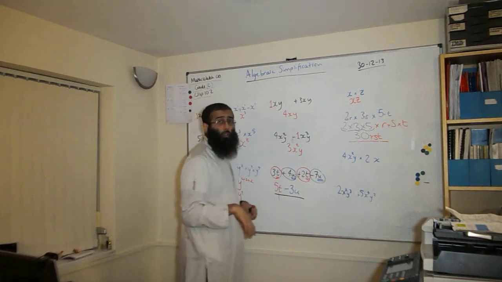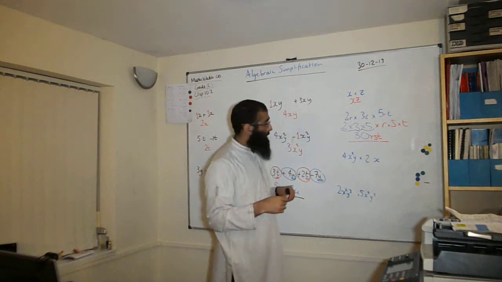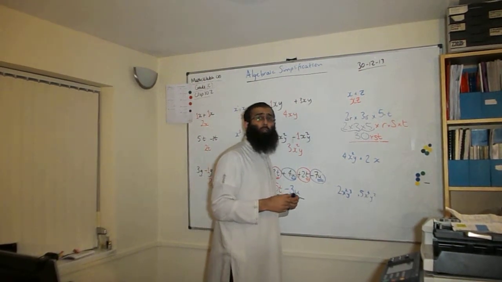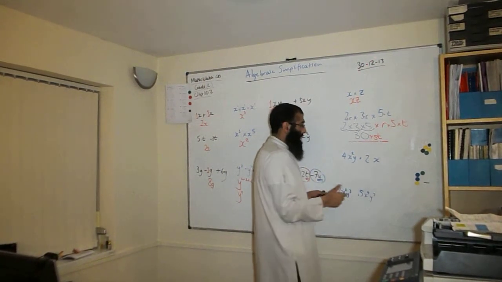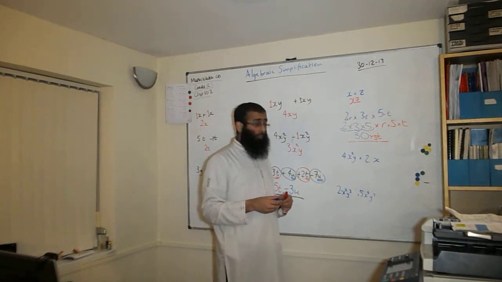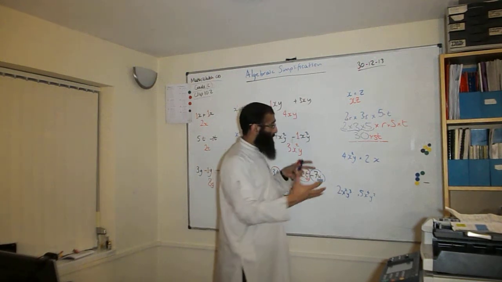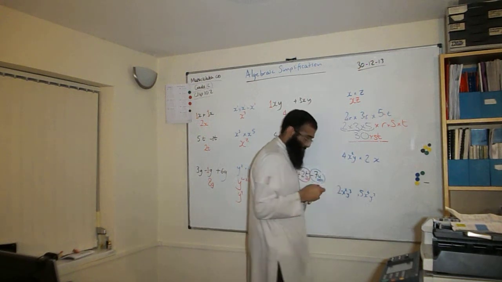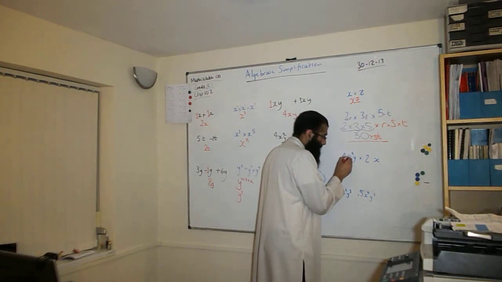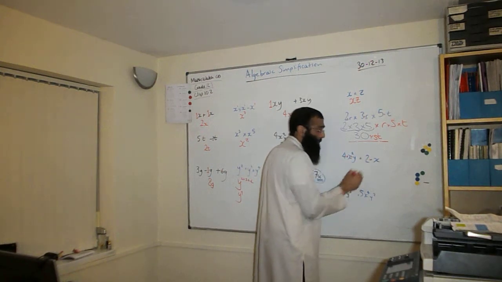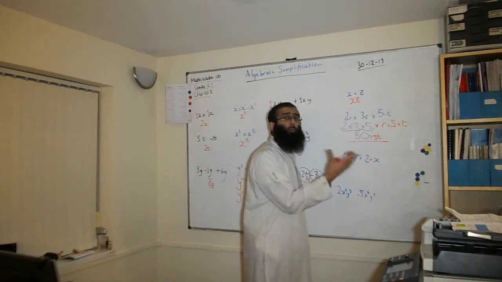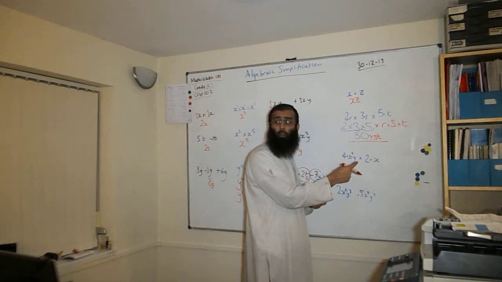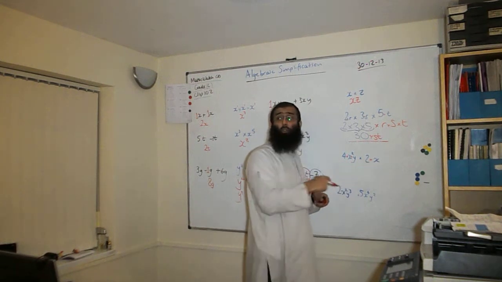Okay. Next question. We have 4x squared y times by 2x. Again, what we need to do, we need to split it up, do the numbers in one place, do the x's, and then the y's. So I'm going to put in here a little baby times sign and a little baby times sign. So 4x squared y means 4 times by x squared times by y, times by 2 times by x.